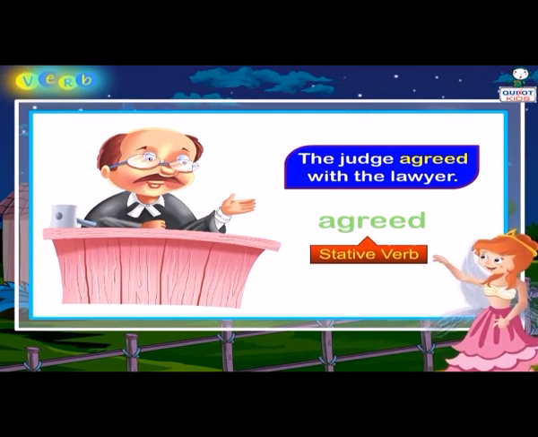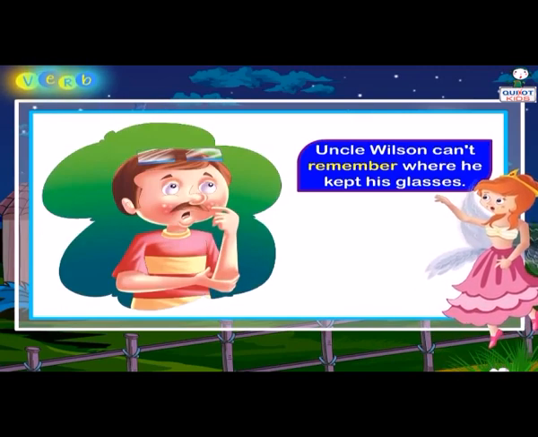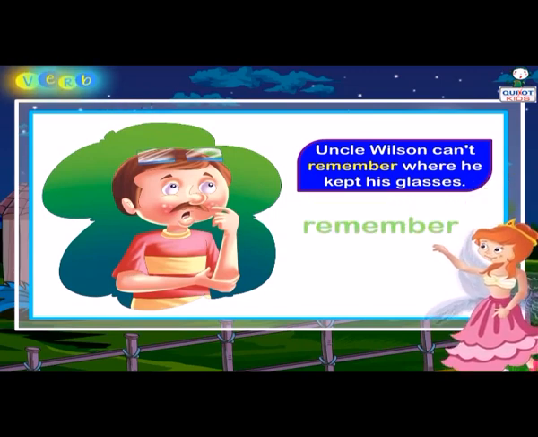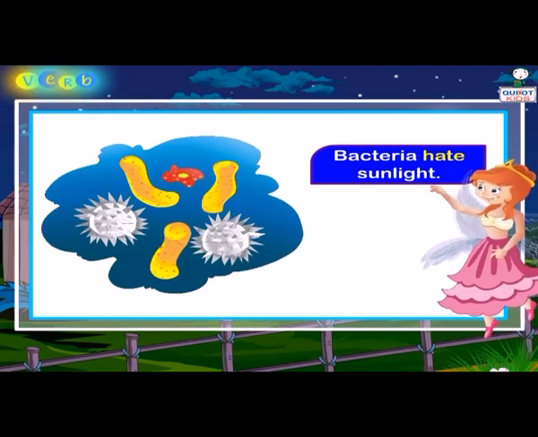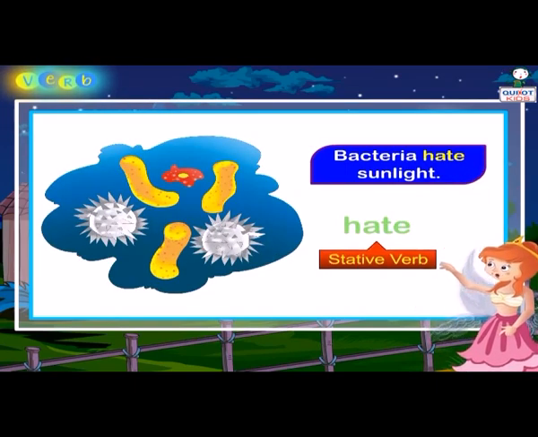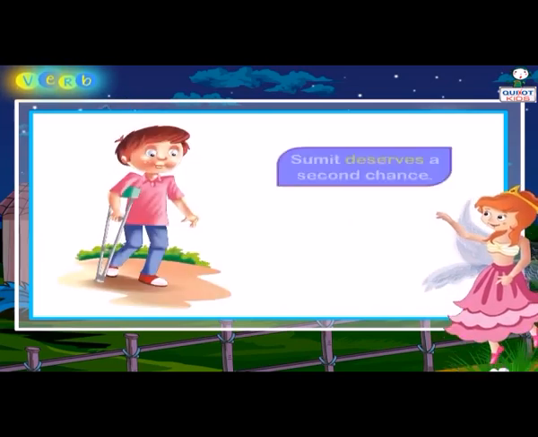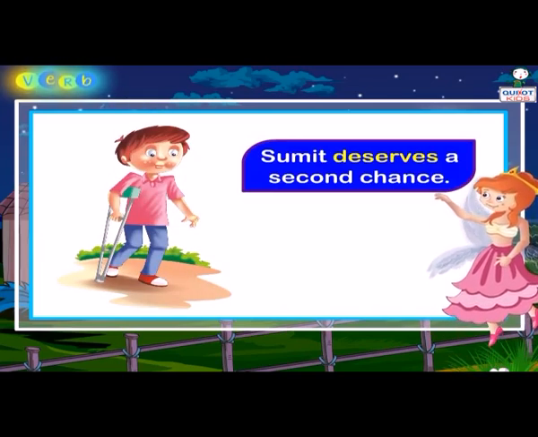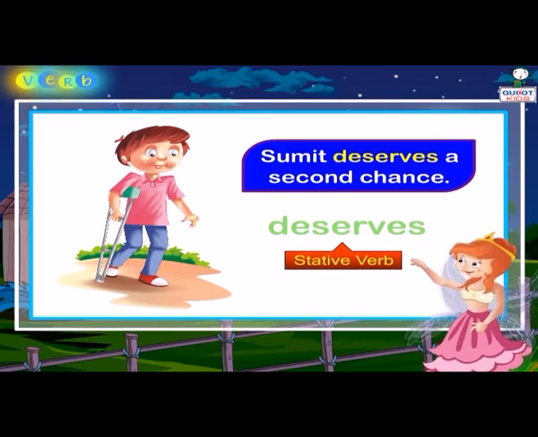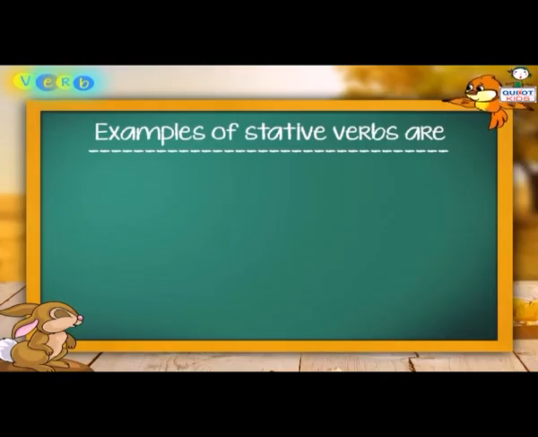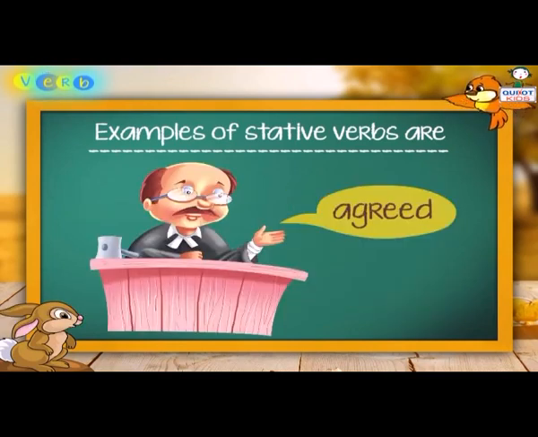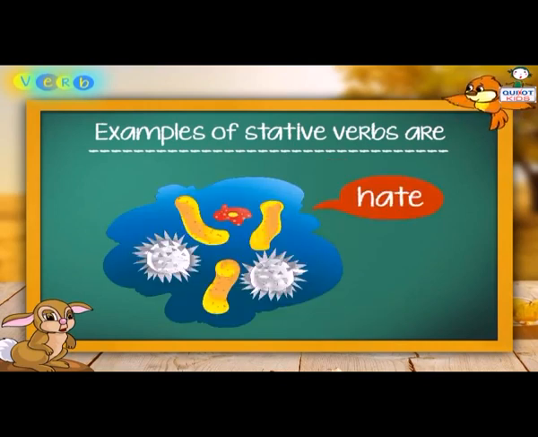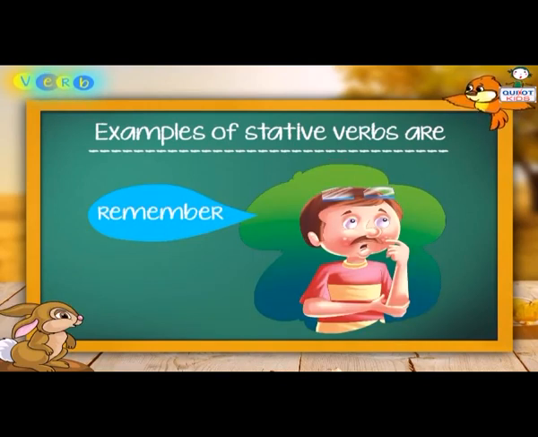The judge agreed with the lawyer. Agreed is stative verb. Uncle Wilson can't remember where he kept his glasses. Remember is stative verb. Bacteria hate sunlight. Hate is stative verb. Sumit deserves a second chance. Deserves is stative verb. Examples of stative verbs are prefers, requires, agreed, deserves, hate, remember, and so on.